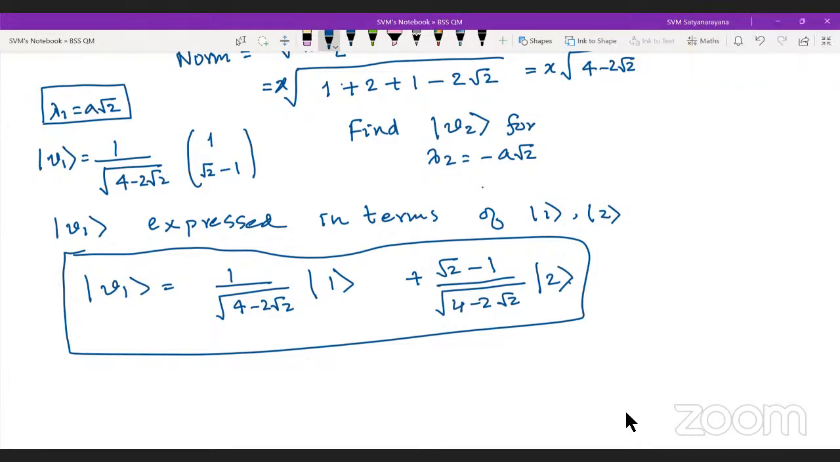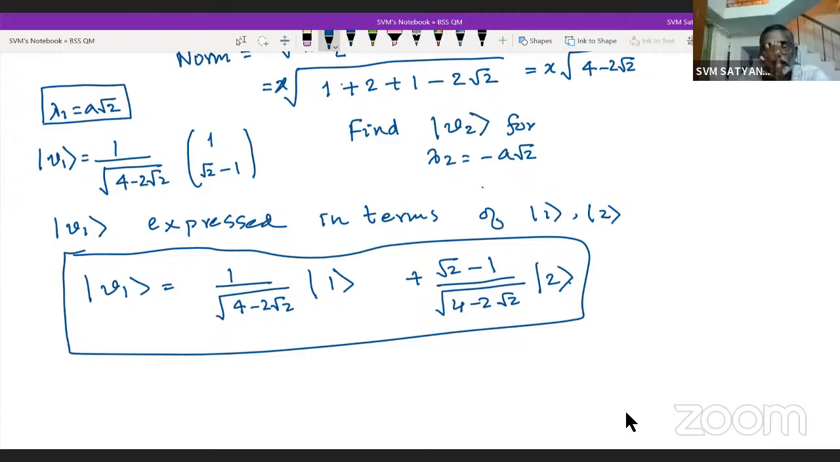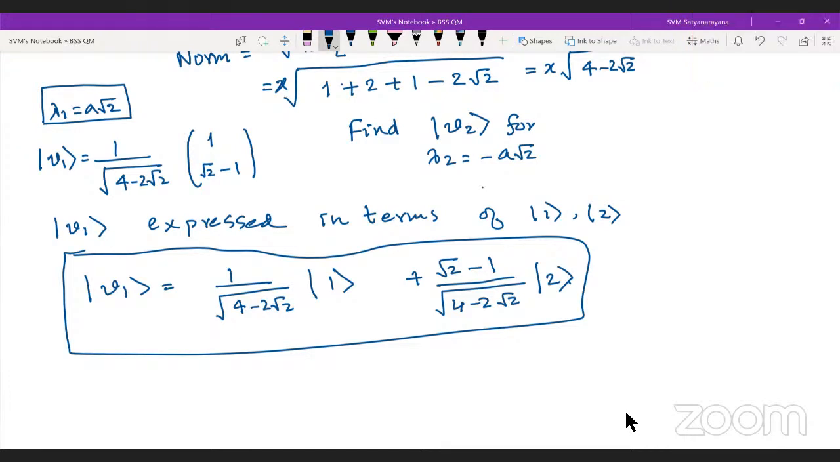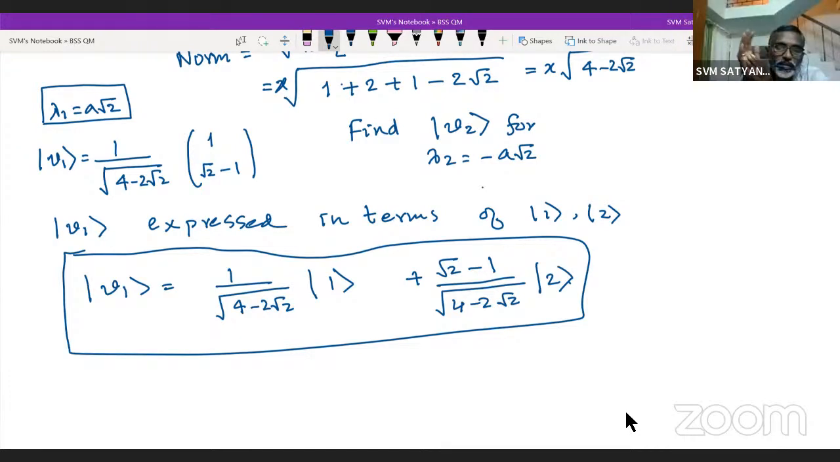But sir, another question. The Hadamard operator, the matrix you are giving, is unitary and also Hermitian. Correct. All Pauli matrices are like that. They are both unitary as well as Hermitian.